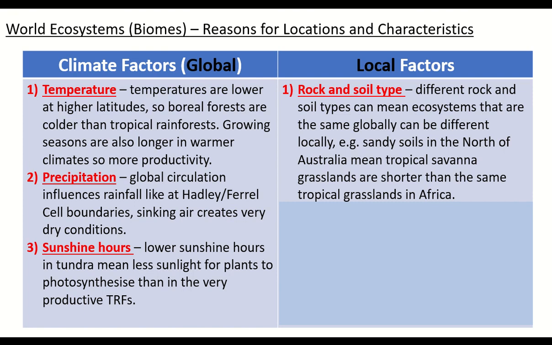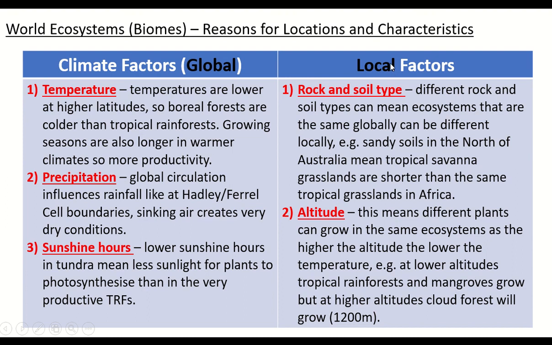The other thing that affects the soil obviously is the vegetation that goes into it from above, but those two factors really, the rock type which affects the soil type, mean that you can have different types of environment even if it's in the same biome. Sandy soils, for example, in the north of Australia mean you get tropical savanna grasslands, but they are different savanna grasslands than you'd find in Africa, which has a different soil type.